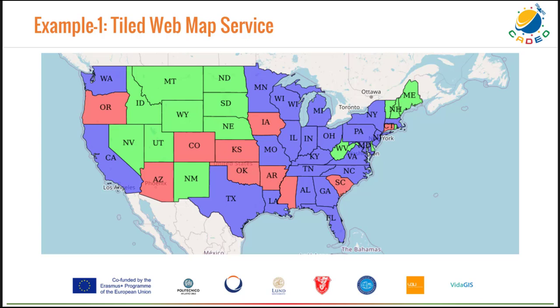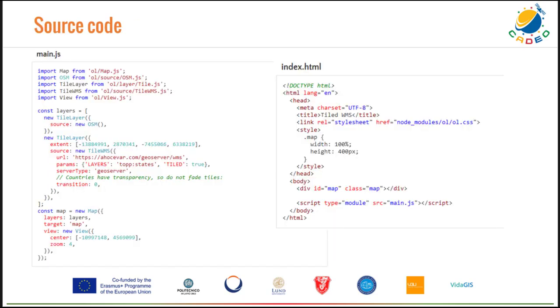Tiles can be cached, so the browser will not refresh data for areas that were viewed already. But there may be a problem with repeated labels for web map service servers that are not aware of tiles, in which case a single image web map service will produce better cartography. This is the source code for displaying a web map service layer on the map.